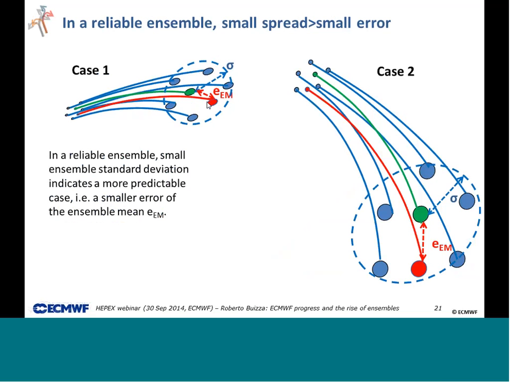So if the spread is small, the distance between the ensemble mean and the members of the ensemble should be small, and so you would expect a small error. While when the spread is large, you cannot say much about how the error of the ensemble mean could be. It could be small, but could also be large. So it's important to check that ensemble spread, in this case measured by the ensemble standard deviation, and the error of the ensemble mean match each other.